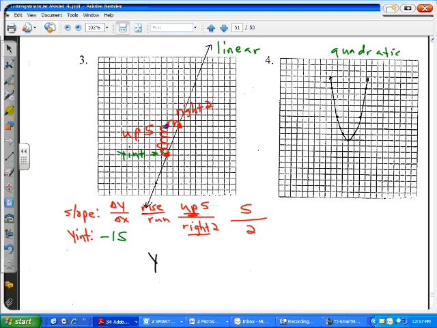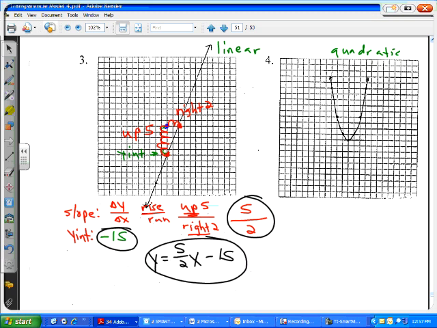So my equation will be y equals slope 5 over 2 times x. And then the y-intercept, minus 5, for negative 5. Any questions on number 3?